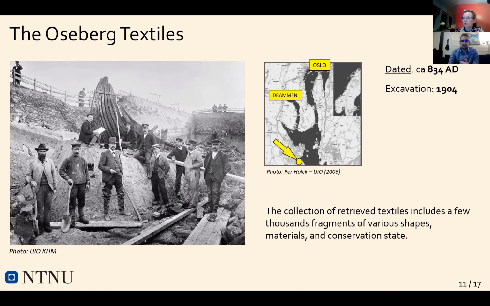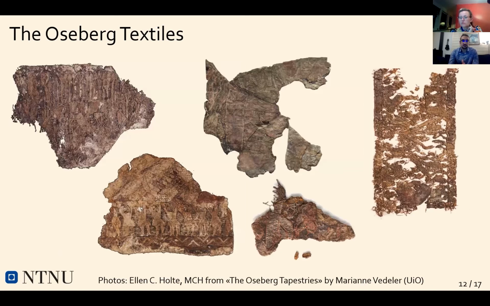This ship was contained in a burial mound, and it contained a lot of things that were used by the Viking population that were believed to help for the journey to the afterlife, because this was a burial for two women. And one of the most prominent findings in this ship was a series of fragments of textiles which vary in their shape, their state of conservation and their material. And this is what this project focuses on.